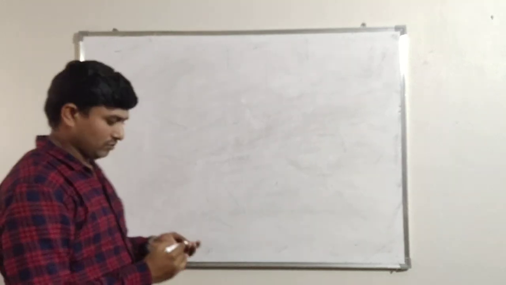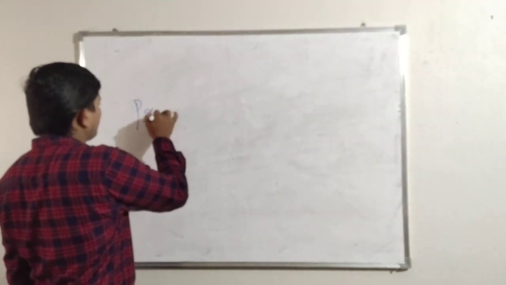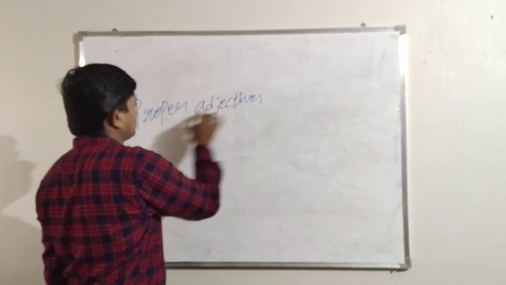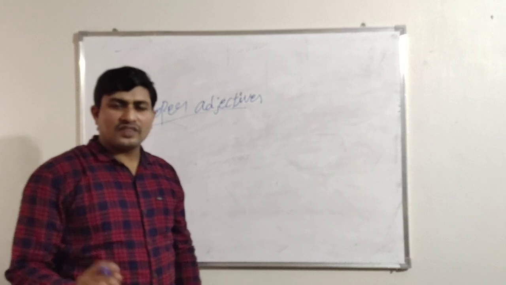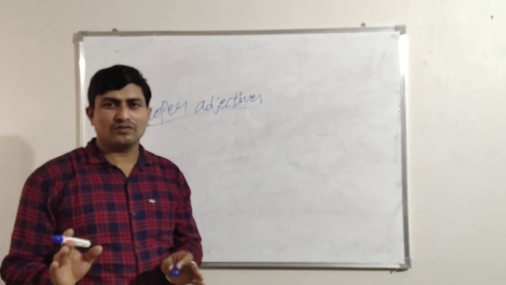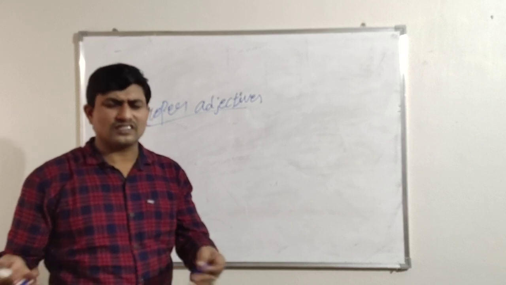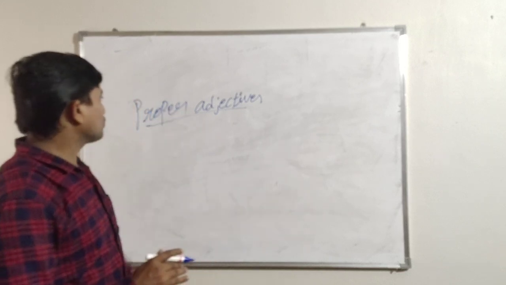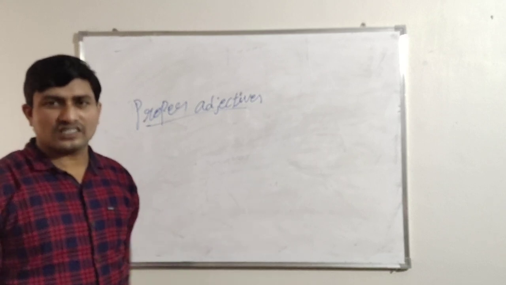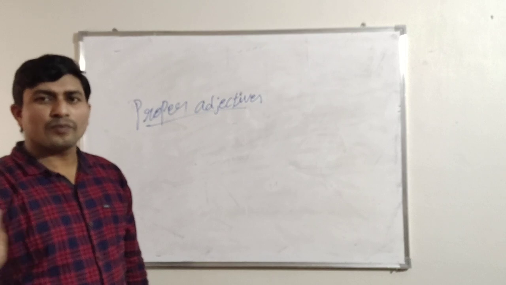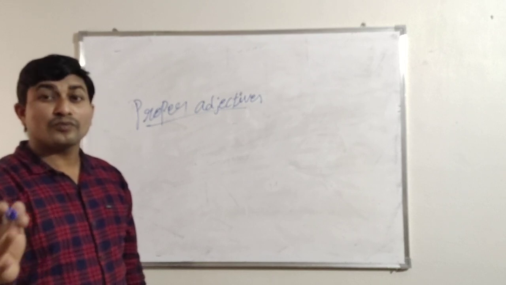What are proper adjectives? So what we are discussing right now is proper adjectives. We discussed there are 10 kinds of adjectives: proper, descriptive, numeral, demonstrative, interrogative, etc. But the first one is proper adjectives. What are proper adjectives? Actually, I want you to know the proper adjectives are formed from proper nouns.